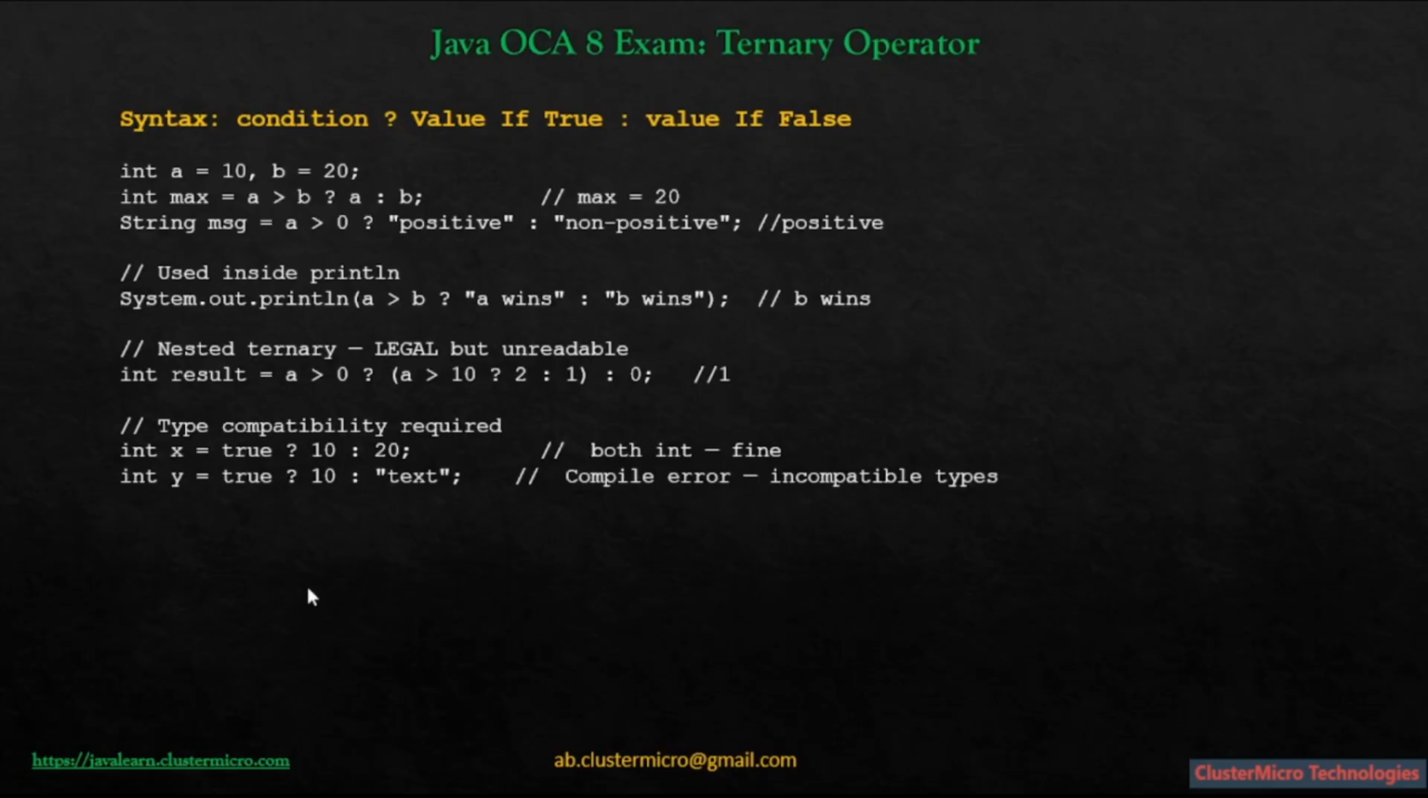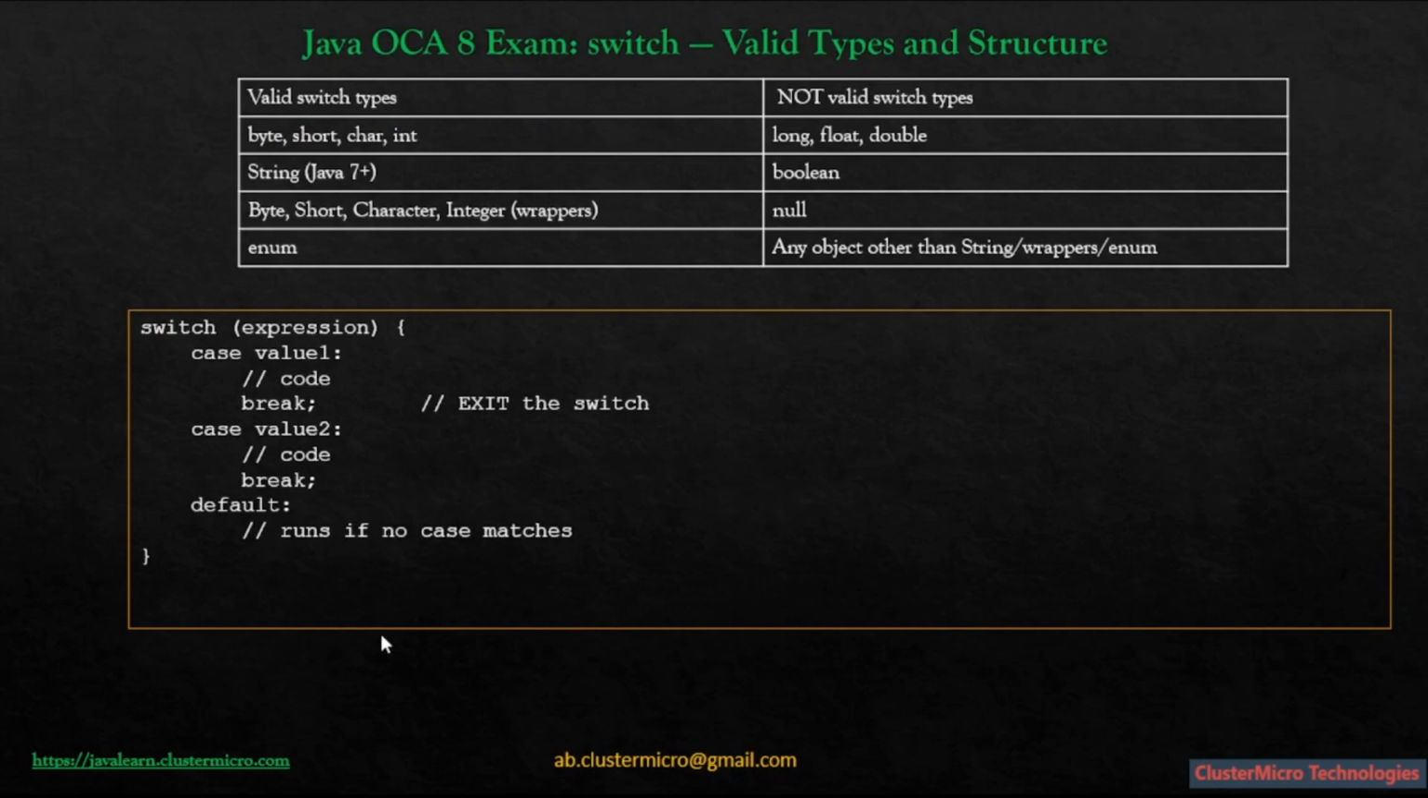The switch statement in Java supports only a limited set of data types. It can work with byte, short, char, int, string. The string is from Java 7, and enum types. The corresponding wrapper classes Byte, Short, Character, Integer are also allowed. However, long, float, double, boolean cannot be used in a switch statement. Attempting to use these types will result in a compile time error.